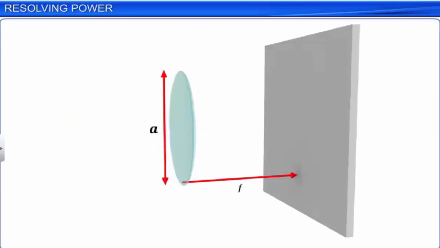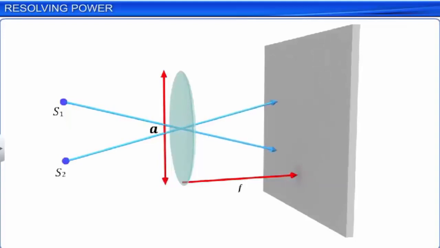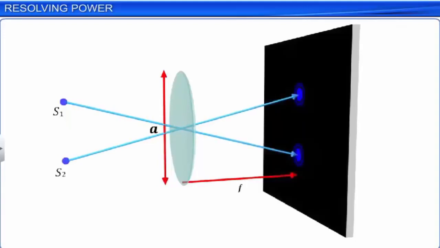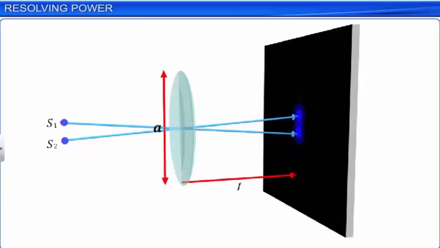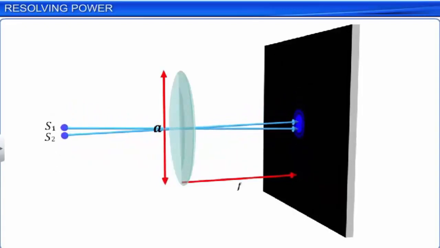Let S1 and S2 be two point sources of light placed before a converging lens. Due to diffraction, the images formed by the lens on the screen placed at the focal plane are two circular disks. If the two sources are closely placed, the disk images overlap each other and appear like a single disk. These two images are said to be unresolved.